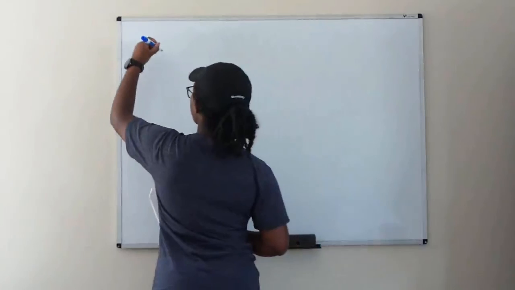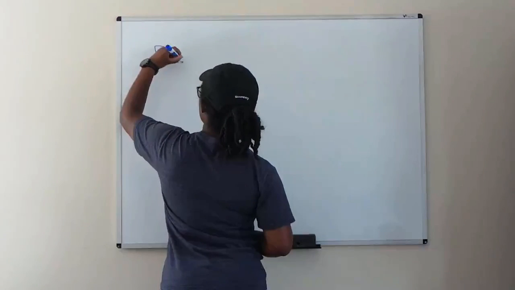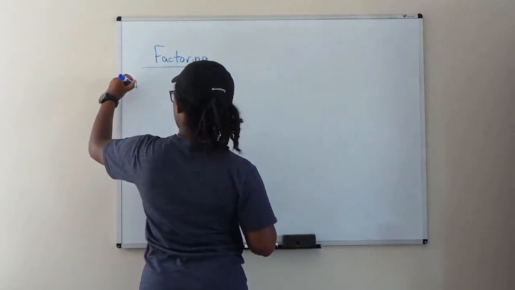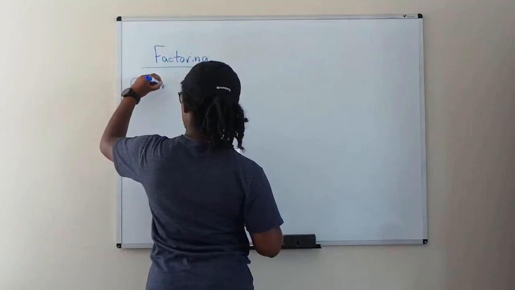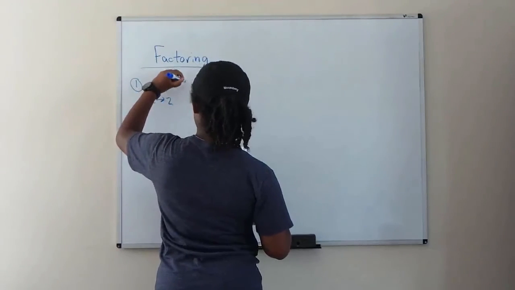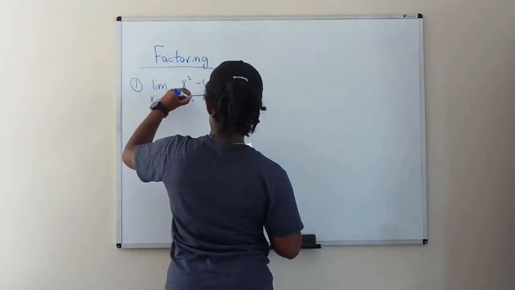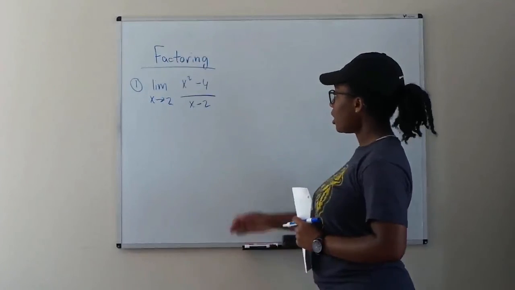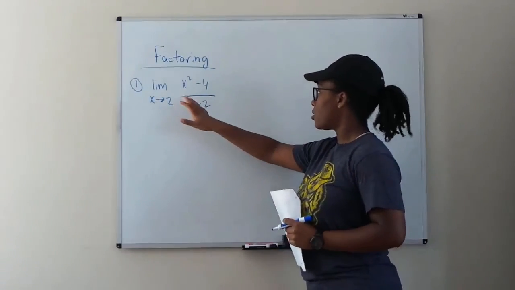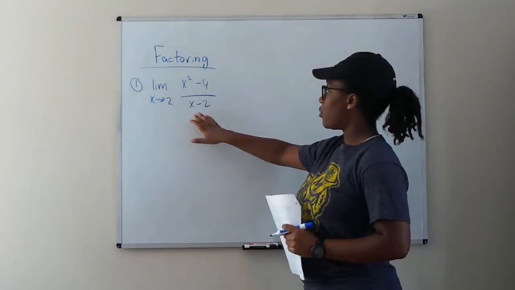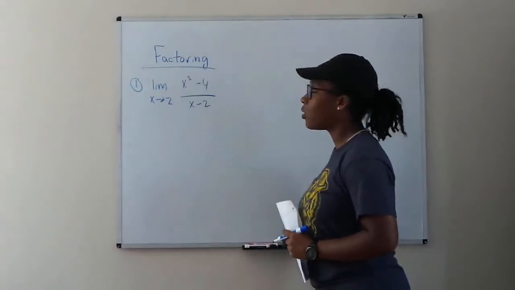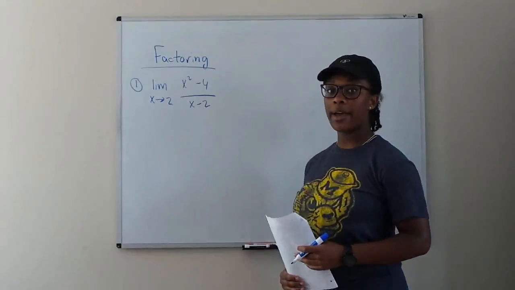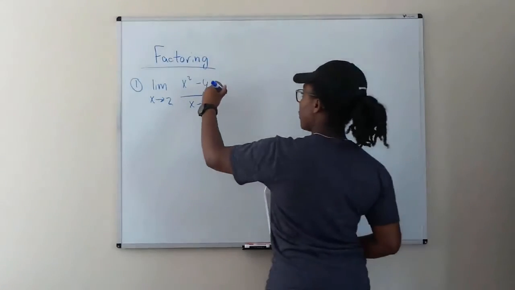Okay, so for factoring, the main goal is just to factor and cancel something out. So I'm just going to do a quick example to show you what I'm talking about. So let's say we're asked to find the limit as x approaches 2 of x squared minus 4 over x minus 2. Okay, so if we try to directly plug it in, we'll get 2 squared, which is 4, minus 4, which is 0. And then we'll get 2 minus 2, which is 0. So we have a 0 over 0 situation here, which tells us that we might want to look into factoring and canceling something out so that we can actually solve this.